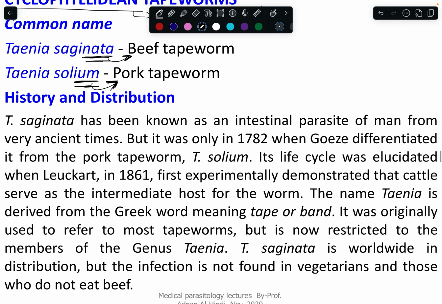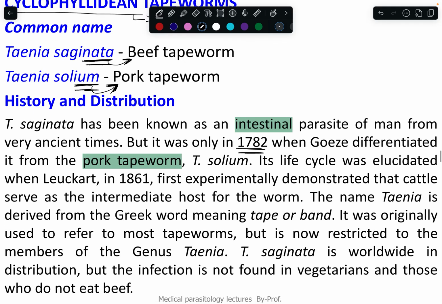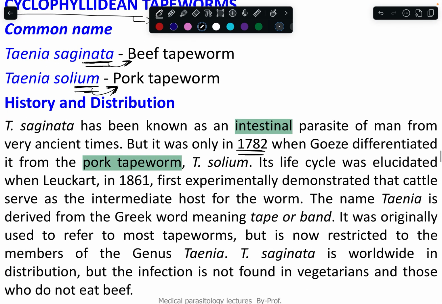Taenia saginata has been known as an intestinal parasite of man from very ancient times. It was only in 1782 when Goeze differentiated it from the pork tapeworm. In 1782, it was differentiated from the pork tapeworm.